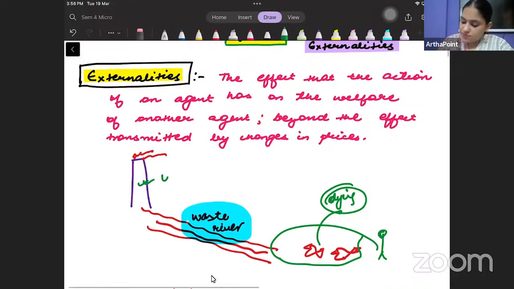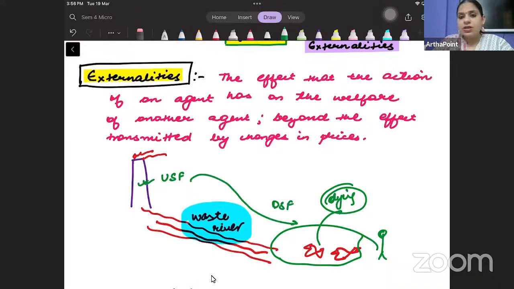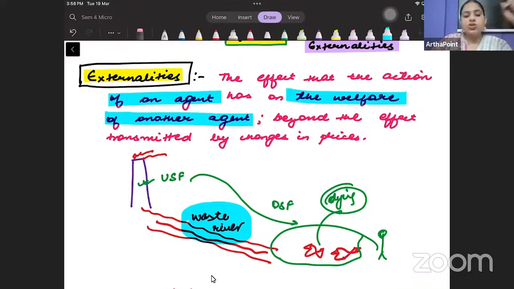This upstream firm is affecting the downstream firm negatively, but this is not getting reflected through the market forces. It's not getting reflected through the market. So this is called externality. It is an example of externality. So try to read it out better: the effect that the action of an agent has on the welfare of another agent.